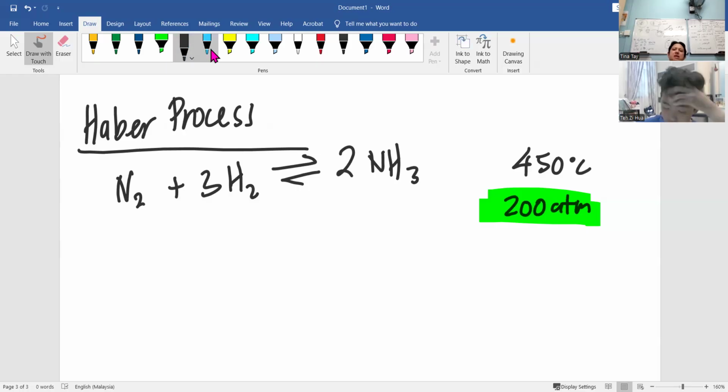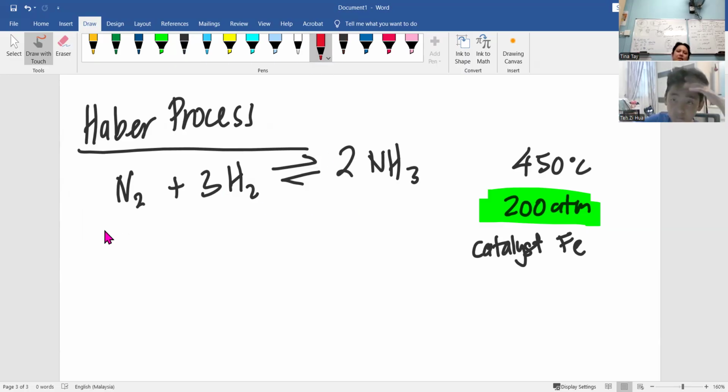Now, in the Haber process, we use a catalyst. The catalyst is iron. Iron doesn't increase the yield, but it increases the rate. That's why we use iron. Okay? Can you understand?